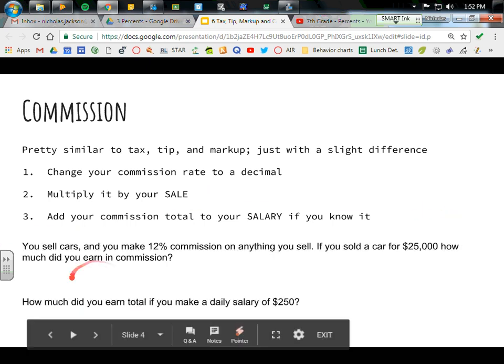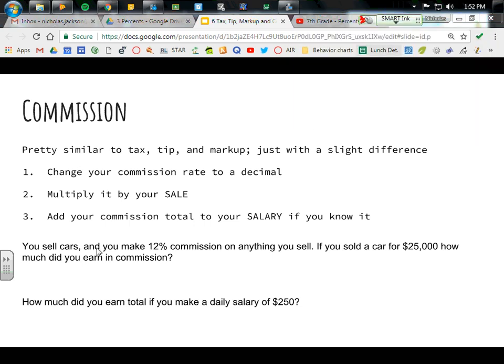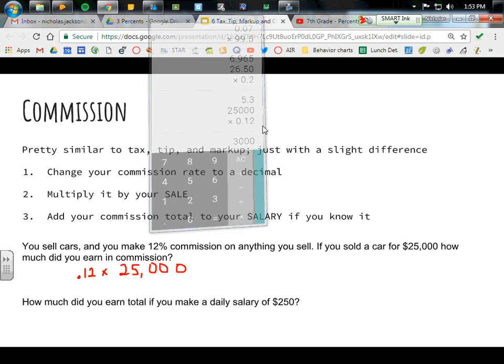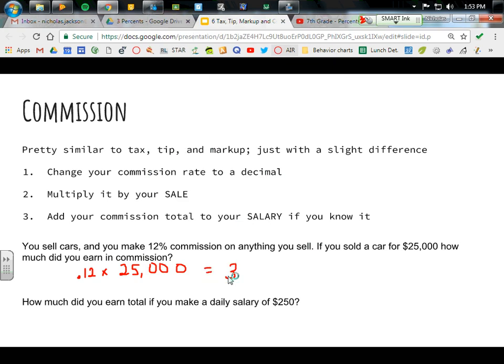So let's look at a problem here. So let's say you sell cars and you make 12% commission on anything you sell. If you sold a car for $25,000, how much did you earn in commission? So we're going to follow only our first 2 steps here. So 12% as a decimal would be 0.12. We're going to multiply that by 25,000. And that will come out to 3,000. All right. So that might be all you're required to do, depending on the question. So that's your 3,000, the commission amount you're making.